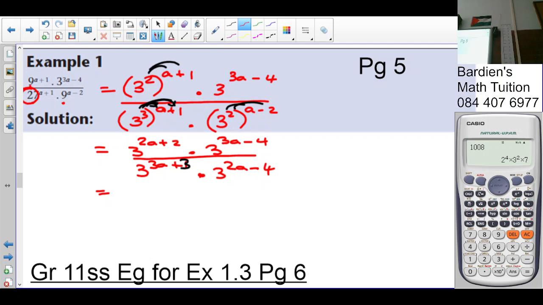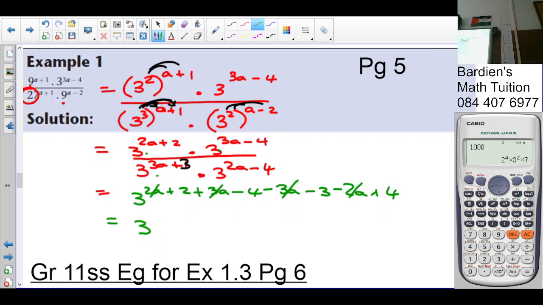Okay? So when we're multiplying and bases are the same, what do you do to the exponents? You add them. So the exponents will be added. So it's 3 to the 2a plus 2 plus 3a minus 4. And when we're dividing and bases are the same, subtract the exponents. So it's minus 3a minus 3 minus 2a plus 2. What is 2a plus 3a? 5a. Minus 3a is 2a, minus 2a is 0. So that cancels. Okay? So 2 minus 4 is negative 2, minus 3, negative 5. Plus 4, negative 1. That is simply 1 over 3.